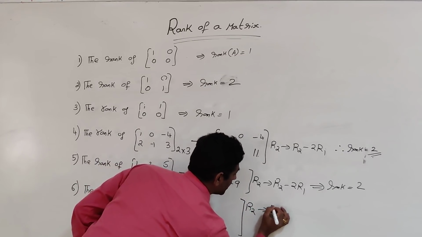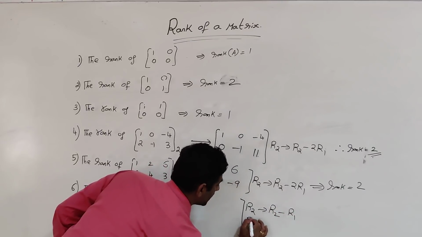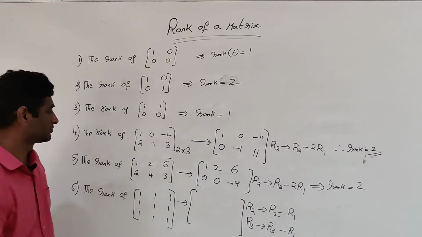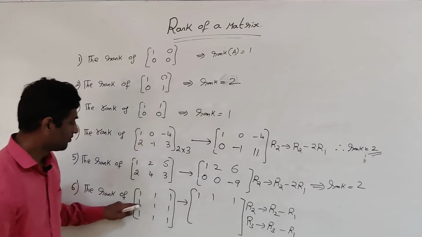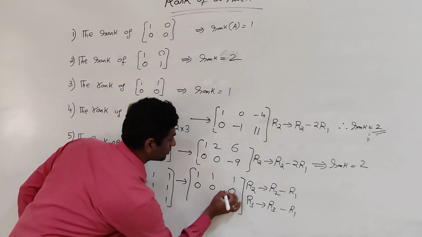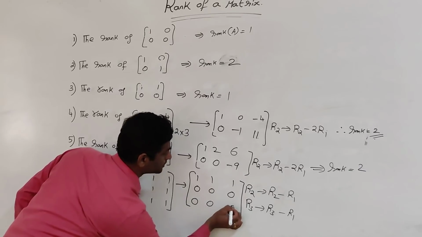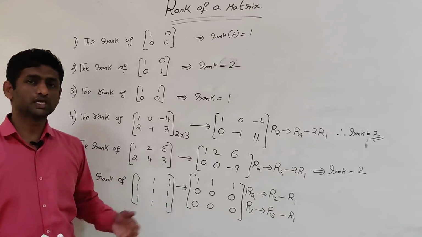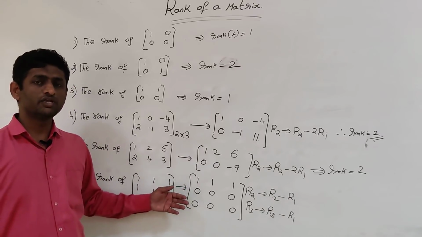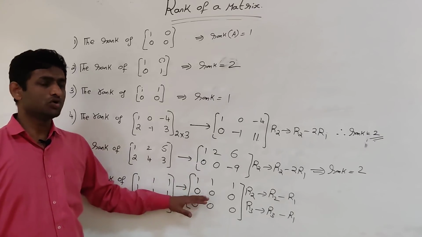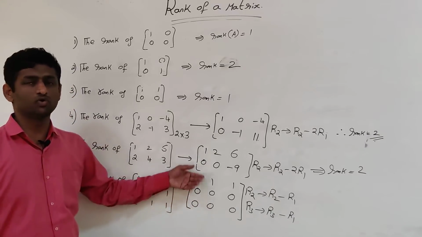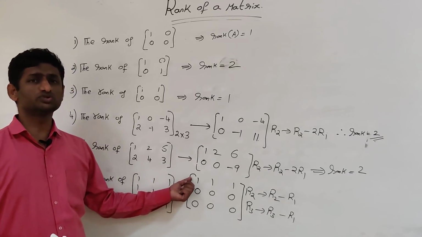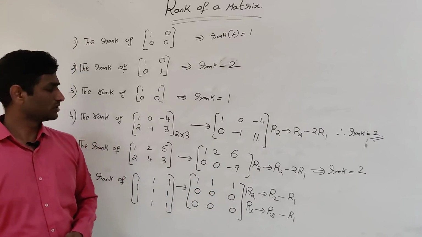R2 is replaced with R2 minus R1 and R3 is replaced with R3 minus R1. The rank does not change. 1 1 1, 1 minus 0, 0 0 0 0 0 0. So it is in echelon form because all zero rows, where every element of a row is 0, occur after the non-zero rows, and there are no zeros before the first non-zero row.